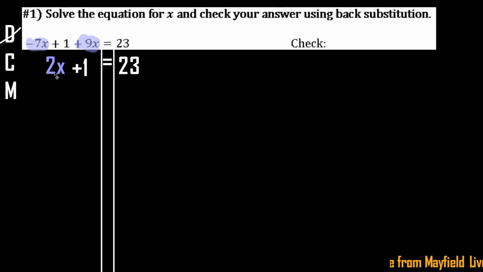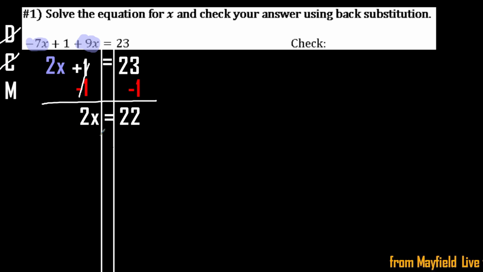Now since all the variables are on one side, all we have to do now is get the constants on the other side. So we're going to try to get rid of this positive 1, so we add the opposite. So we're going to add a negative 1 to both sides. And so now we have, again, the ones cancel out, everything else comes down. So we have 2x, and then 23 minus 1 is going to be 22.